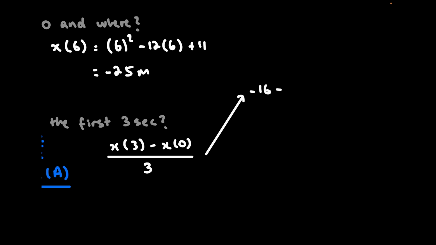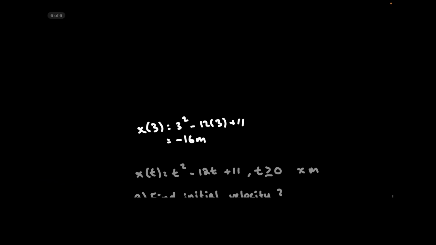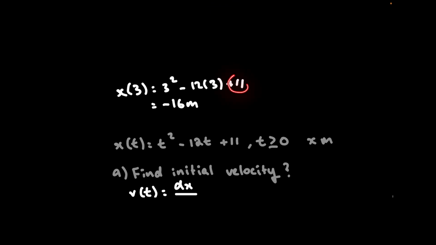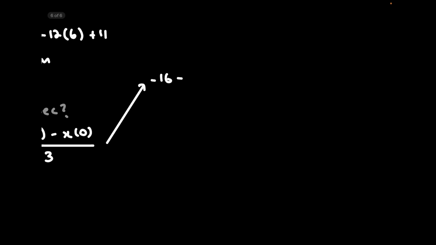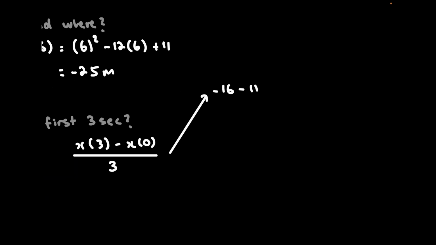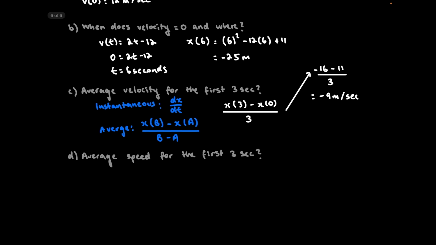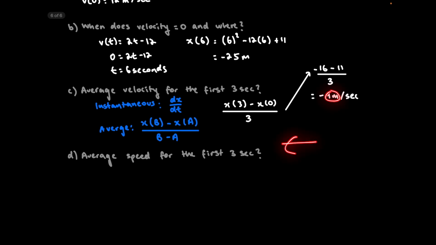Now we need to minus away the initial position, and we know the initial position in our equation is just going to be 11, because it's a quadratic, and that means it's the y-intercept. So is it minus 11? No, it's plus 11. And then we divide by 3 because we want it over the first 3 seconds. This value is minus 27 over 3, which means it's minus 9 meters per second. Because you're traveling on average between points A and B in the first 3 seconds in the negative direction by 9 meters per second. So that's how you work out the average velocity.